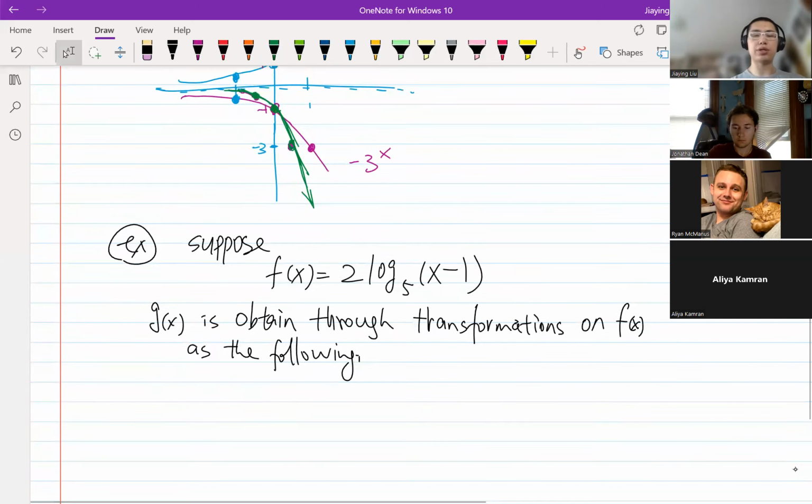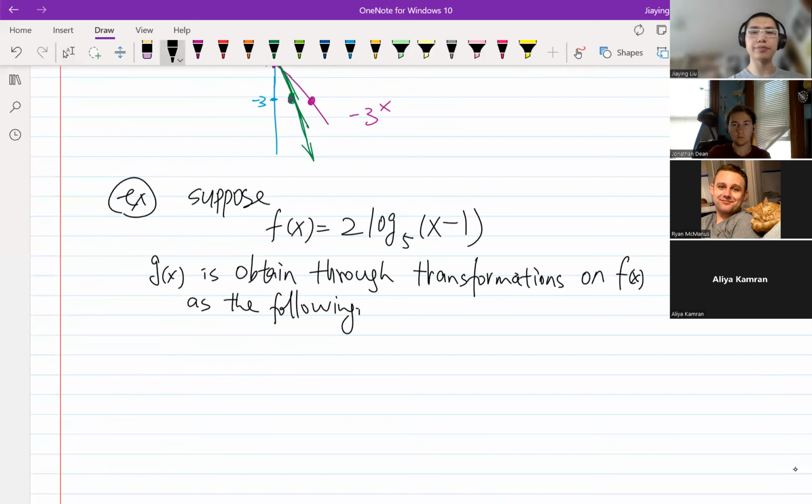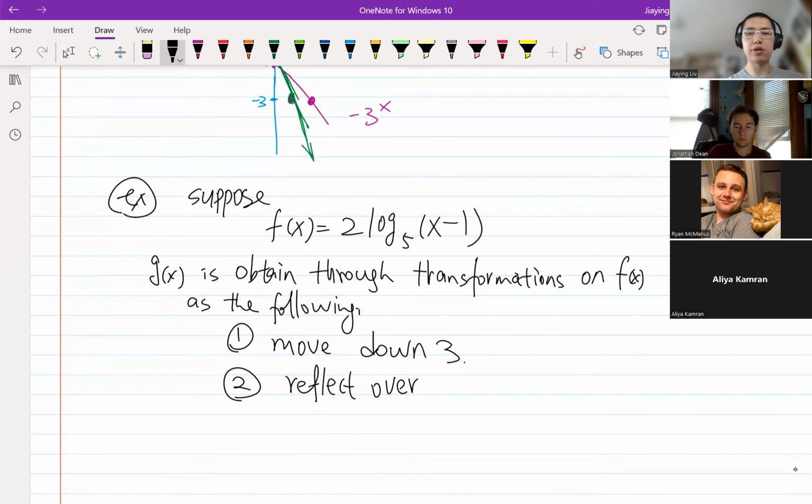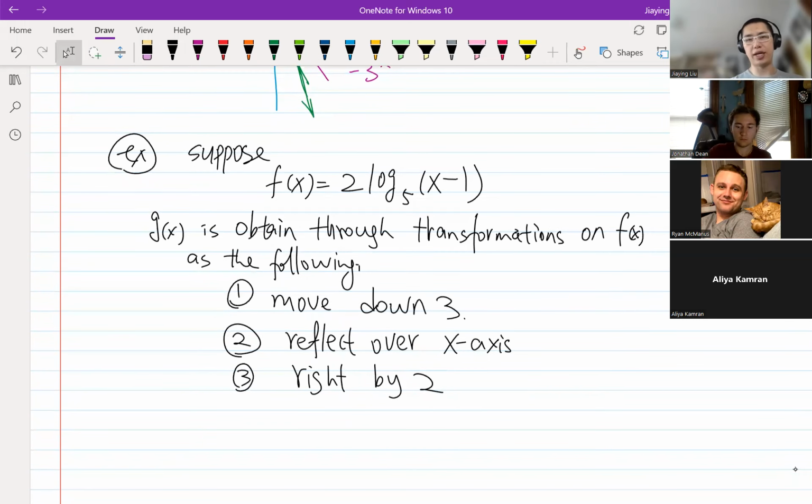We're going to take f(x) and do a few things. The first thing we're going to do is move it down 3 units. The next thing we're going to do is take whatever we have and reflect over the x-axis. It's a vertical reflection. And then the next thing is we're going to move it to the right by 2 units. So I want to know what the formula for g(x) is.